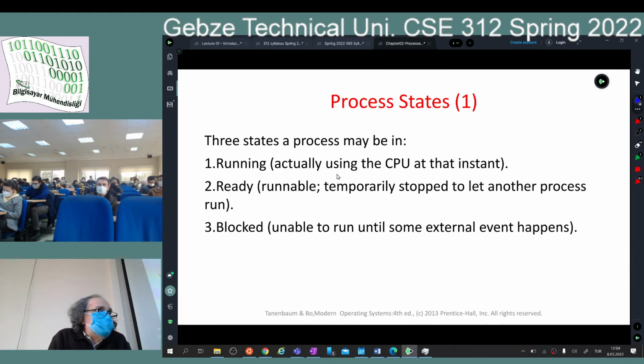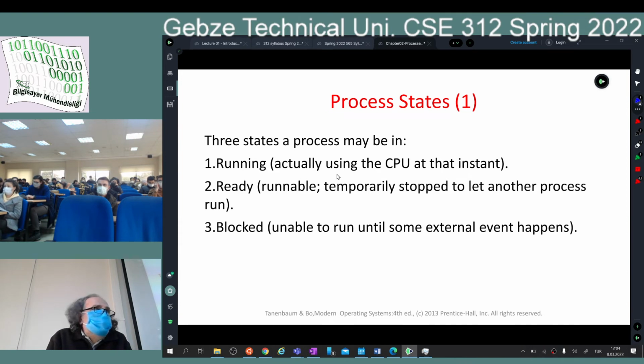I am waiting until the time is up. Okay. In that case, I am blocked. So a process, basically, these are the most frequently seen states. There are two more states, but they are kind of extreme cases, or the once in a lifetime cases. I am either running, or I am ready, or I am blocked.